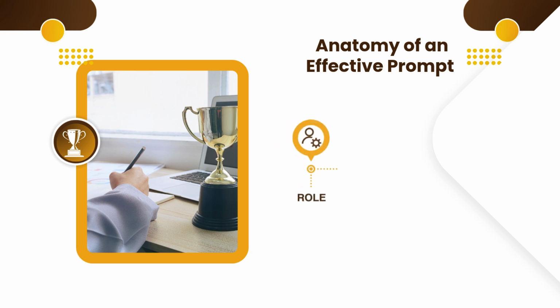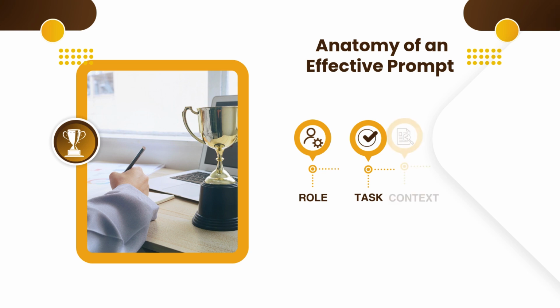R is for role. Start by telling the AI who it is. For example, you are an FP&A analyst at a Fortune 500 company. Giving AI a role helps it respond in the right tone and domain. T is for task. Be specific about what you want it to do, like summarize cost overruns in Q2 versus budget.